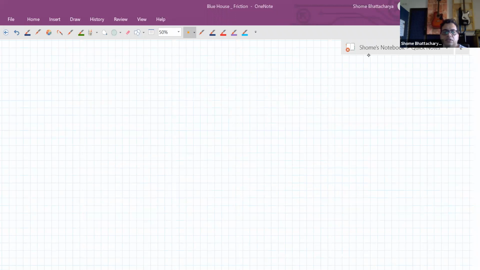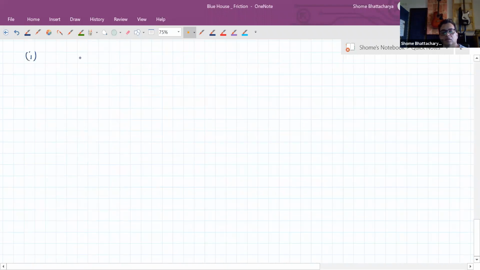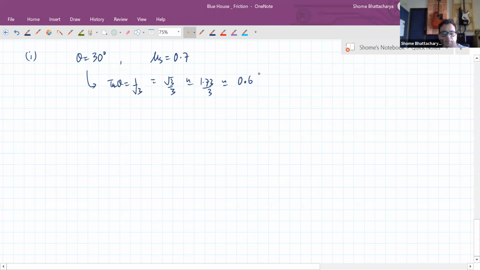So in the first case, theta is equal to 30 degrees and coefficient of static friction is 0.7. You can see that tan theta is 1 by root 3, so you can write it as root 3 by 3, approximately 1.73 by 3, which is approximately 0.57. So we can clearly see that coefficient of static friction is greater than tan theta. So this is the equilibrium condition.